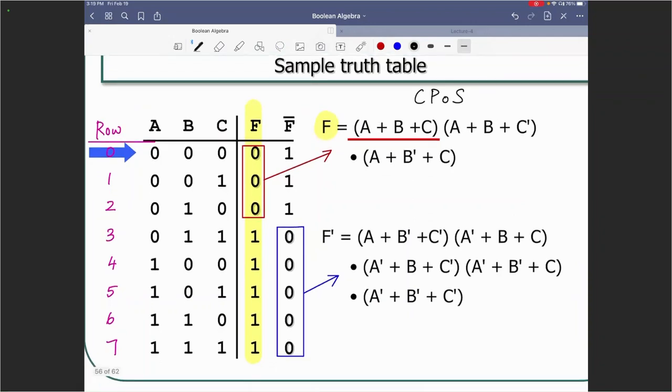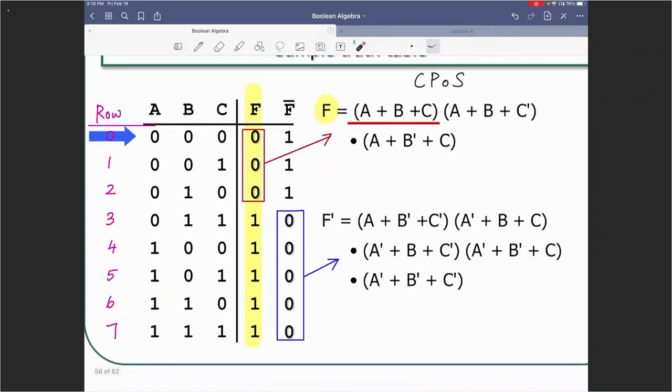And similarly, if you look at F complement, the zeros are in the locations 3, 4, 5, 6, 7. 5 of them, those are corresponding to these 5 sum terms. So for max terms, that is pi notation, it's called product of sum. Yes, for max terms. So you will be indexing max terms here.